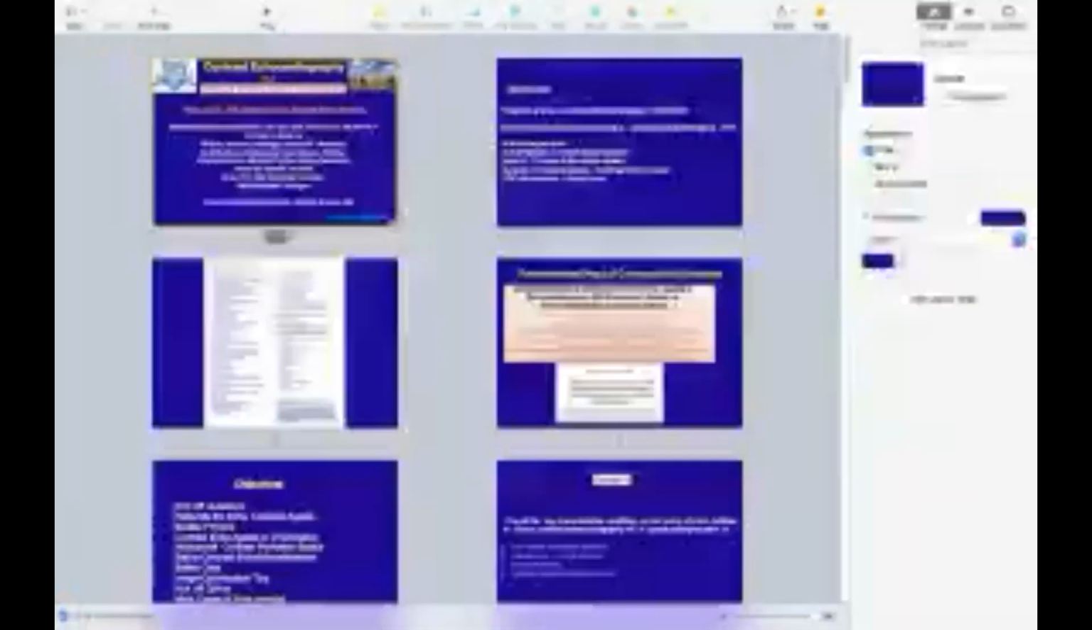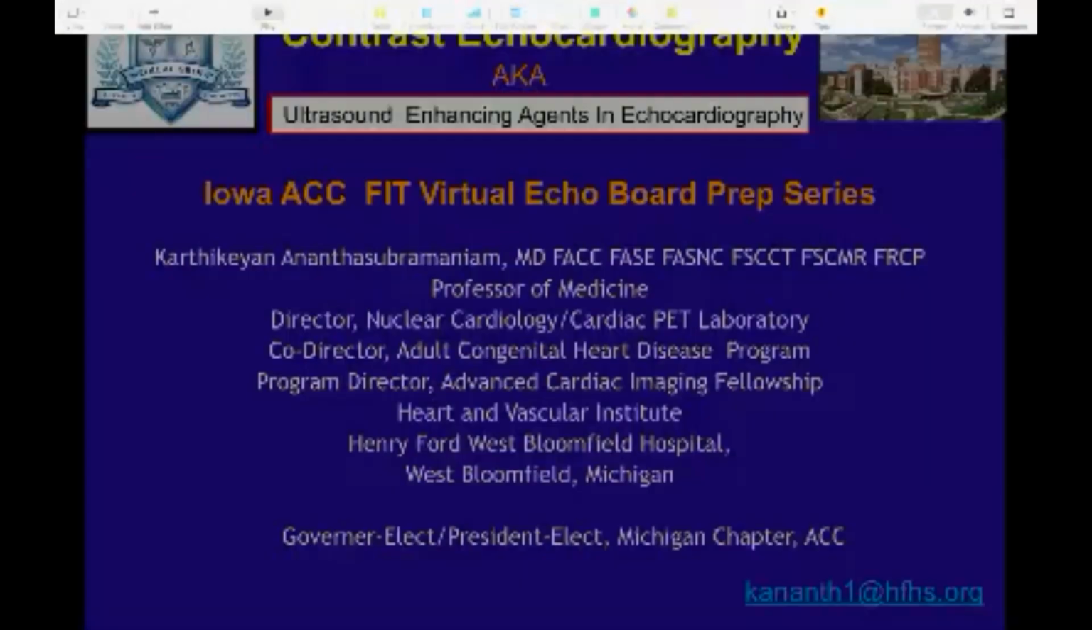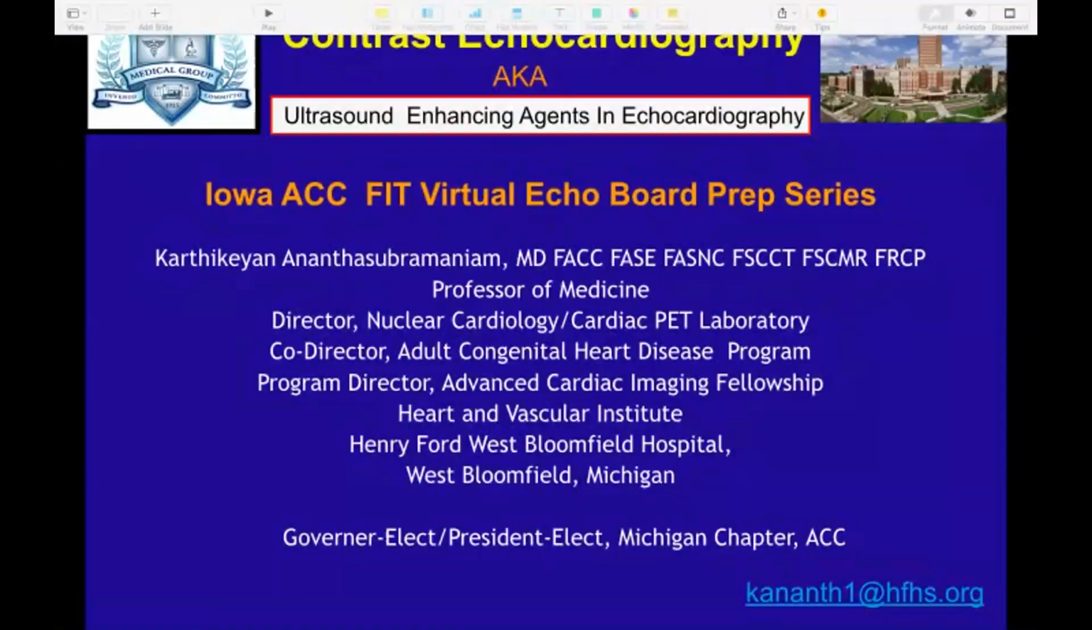But to move on to our next speaker, Dr. Karthikeyan Ananthasubramaniam. He's a clinical professor of medicine at the Wayne State University School of Medicine. He's director of nuclear cardiology and PET program and the program director for the Advanced Cardiac Imaging Fellowship at Henry Ford Hospital. Dr. Anand completed his medical school in 1991 at the Madras Medical College in India, graduating as the best outgoing student. He completed his internal medicine chief residency and cardiology and echo fellowships at Henry Ford and was awarded the Francis Fernandez Fellowship Excellence Award in 1999.